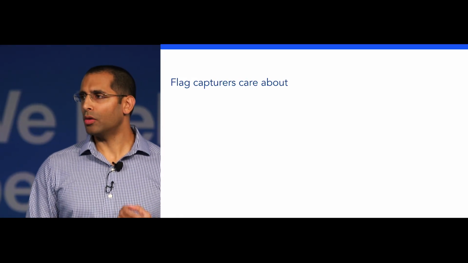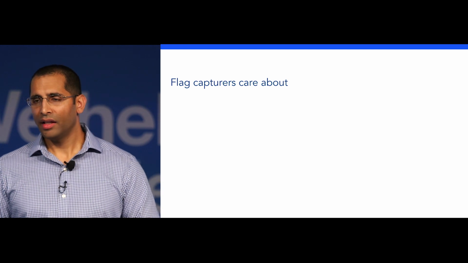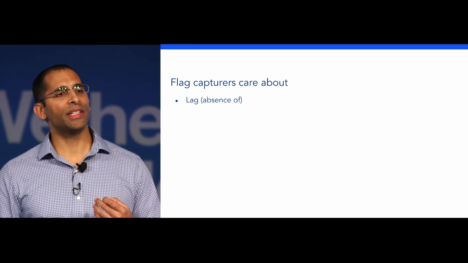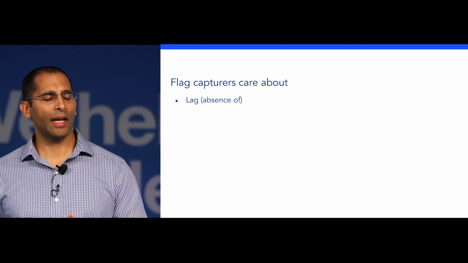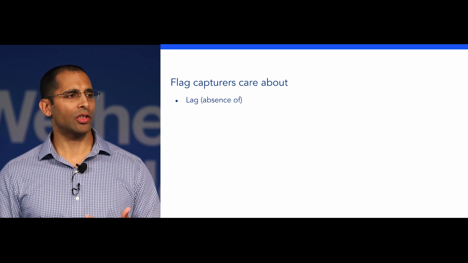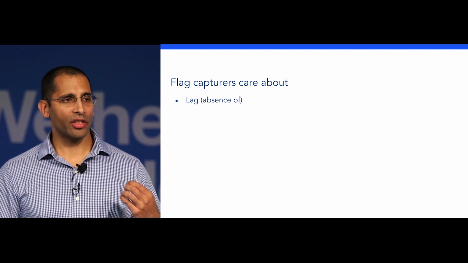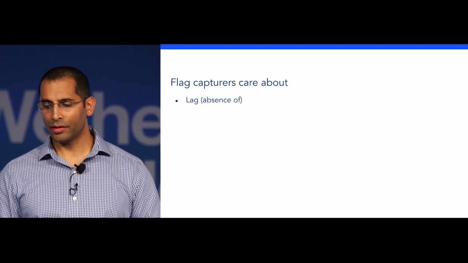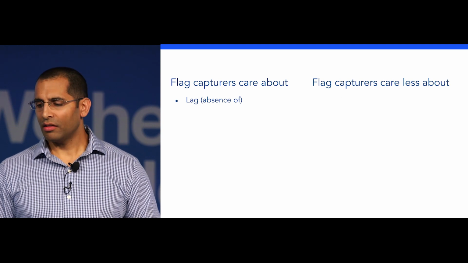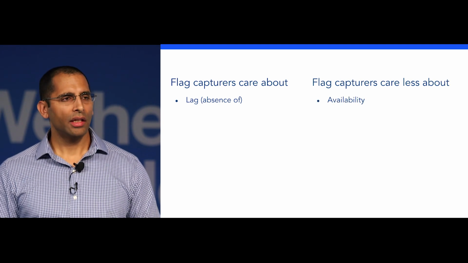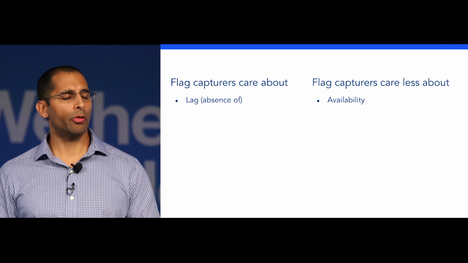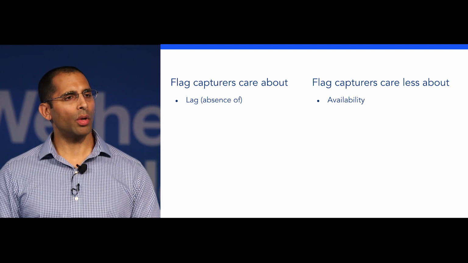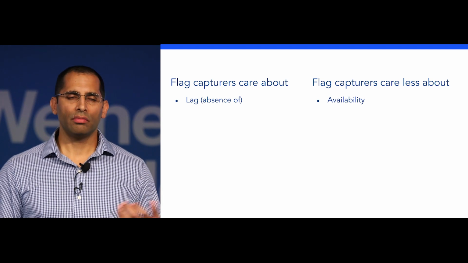Well, what do flag capturers care about when they're playing this game? They care about lag, or should I say the absence of lag. You want really fast network times, because this is a reflex-driven game. You want your actions to be immediately reflected on the playing field. Flag capturers care less about availability. This is a game, it's not mission critical. So I'd like to play when I want to play, but if it's broken, not a big deal.